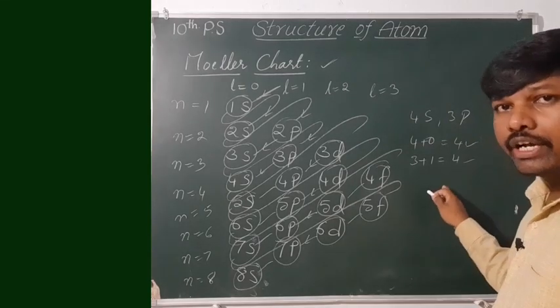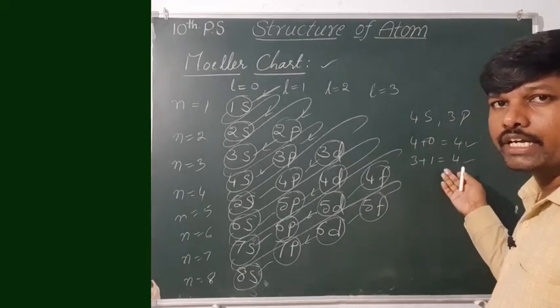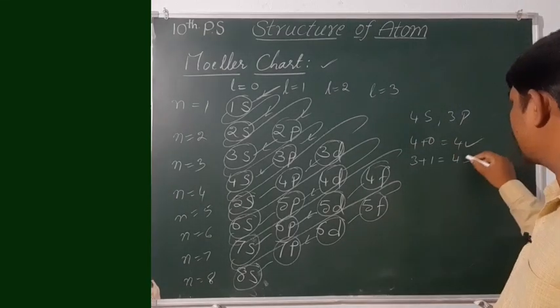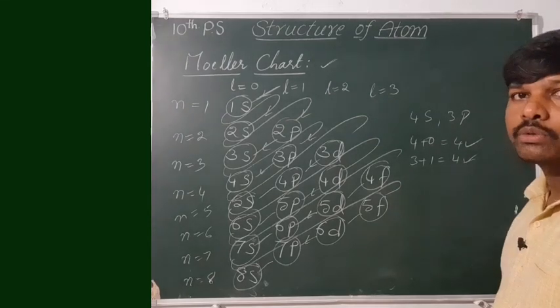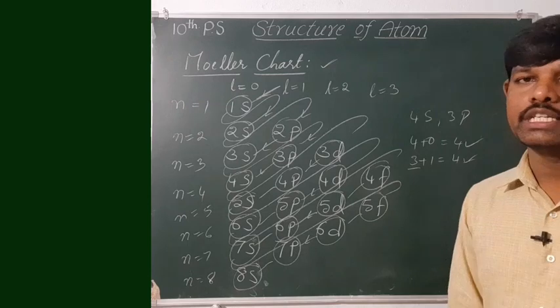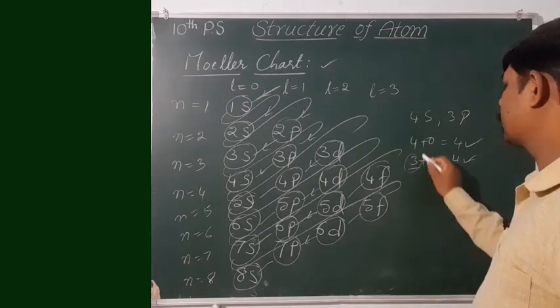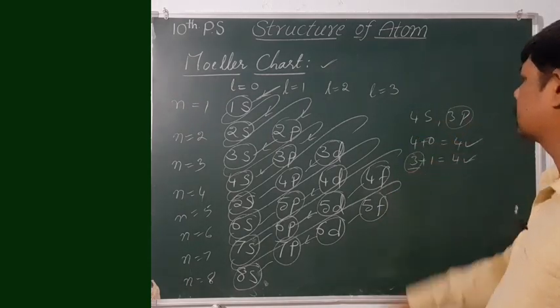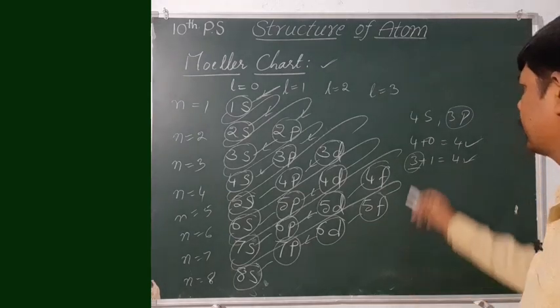So already we have discussed two rules. In the second rule, if the n plus l value is the same for two orbitals, we have to take the lowest n value. That means electrons will go first into the 3p before filling the 4s orbital.